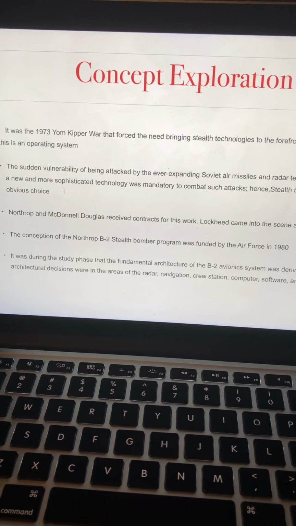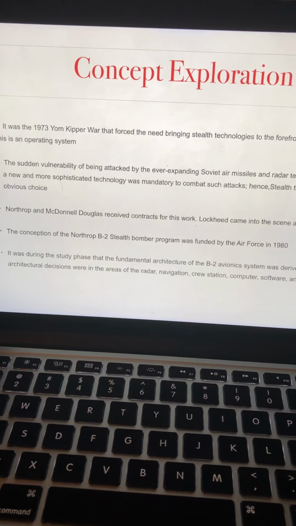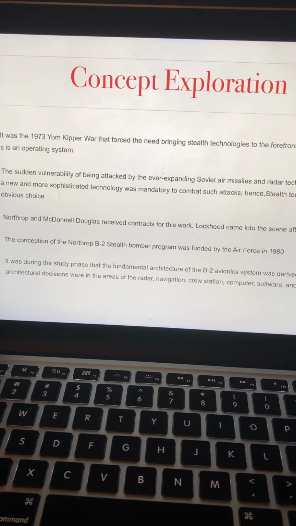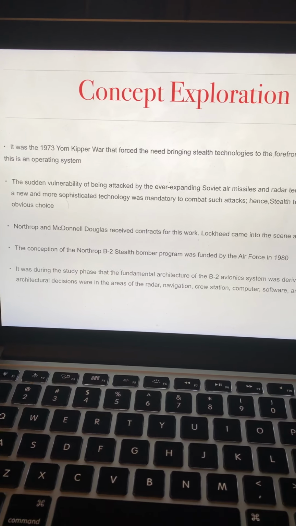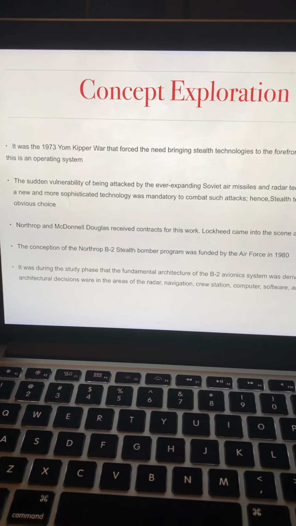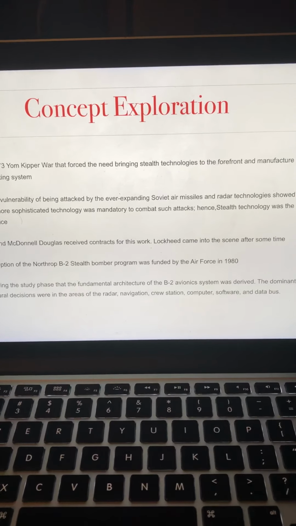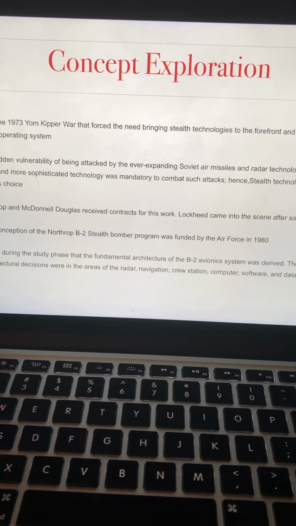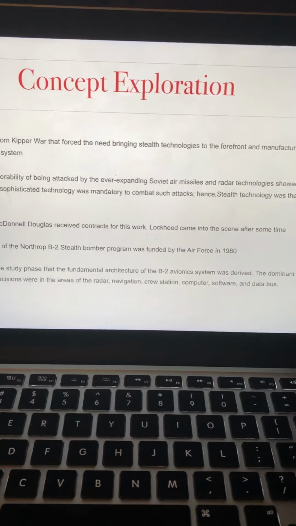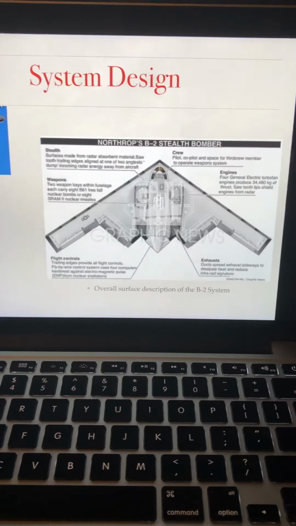Shortly after that, Northrop and McDonnell Douglas received contracts for the work. Lockheed came to the scene after some time. So the conception of the first Northrop B-2 stealth bomber program was funded by the Air Force in the 1980s. It was during that study phase that the fundamental architecture of the B-2 system was derived. The main decisions were based within the areas of radar, detection, navigation, cruise station, computer software, and data bus.